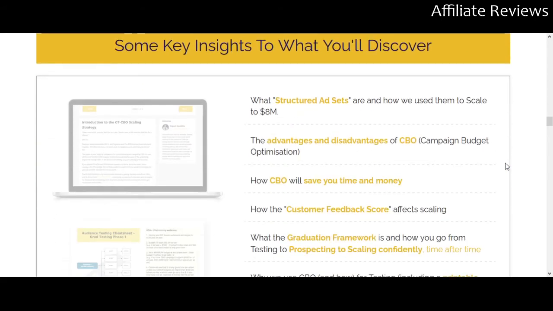What you're going to discover, what structured ad sets are. Okay, again, this is stuff that if you're new to ads and Facebook ads, you may not even know what these are. But this is going to teach you how to not just build an ad, but an ad set. Part of this is going to be working out branding as well. But you're going to find out a lot of good stuff.